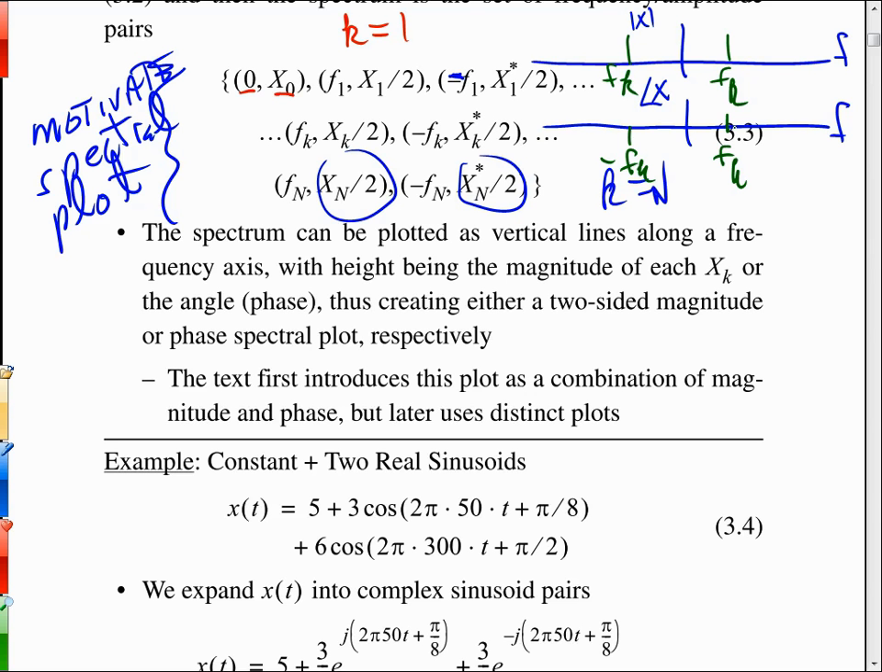So this gives us this spectral view where we can look at the frequency axis, which is the horizontal axis, and see where lines pop up, telling us where we have frequency components in the embedded sinusoids, whether they be at 500 hertz, 1,000 hertz, and so on. This is called a two-sided magnitude or a two-sided phase spectral plot. Two-sided is because it's always plotted for both positive and negative frequencies.